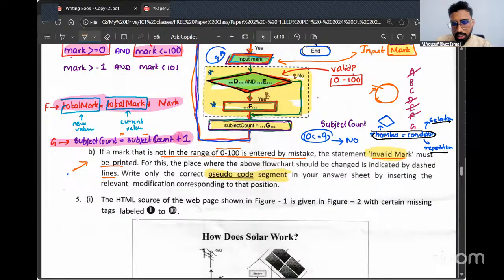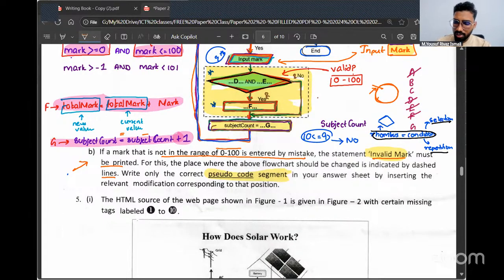After this box, the yes fellow will go for the G box. The no fellow will directly come; you can see the arrowhead, he'll directly come for the G box. So the yes fellow and the no fellow both meet in this G box. Therefore, I told you, if one fellow goes in the yes direction and the other goes in the no direction, and both of them meet at a point, it's selection. If both of them don't meet at a point, it's a repetition structure. That's how you find it.